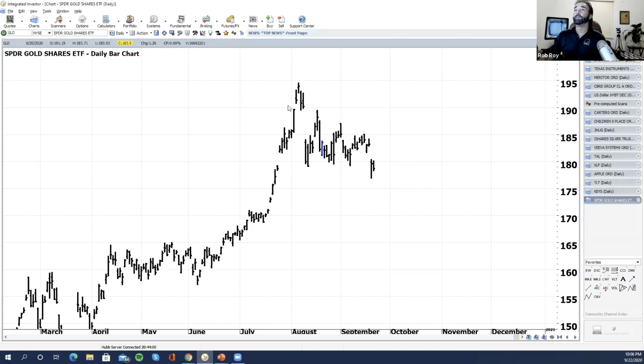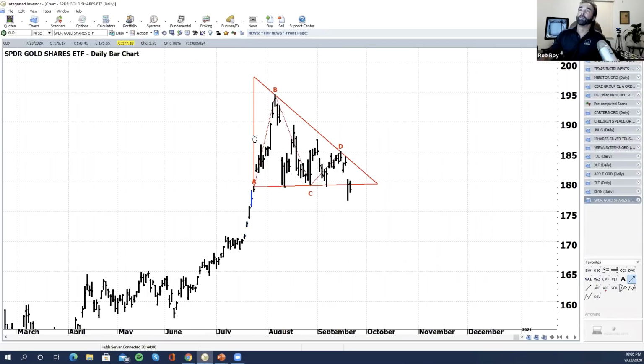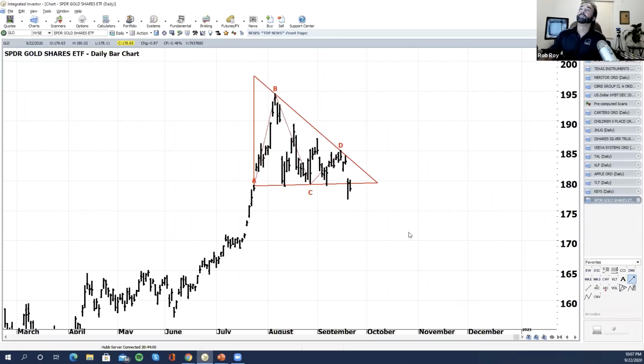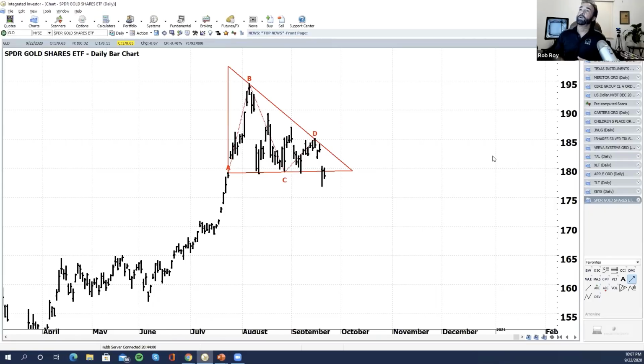But yeah, there's the GLD, and I still say you can draw this triangle two different ways. You can draw it as a descending triangle, or you can come all the way down here from this part of the move and make it more symmetrical looking. But I think the descending triangle is a bit more accurate. You have this vertical move. Remember, I really like the consolidations following a vertical move, and we're trying to break to the downside out of it here. It's going to be really interesting to see if these metals continue to break down over the next couple of trading days.